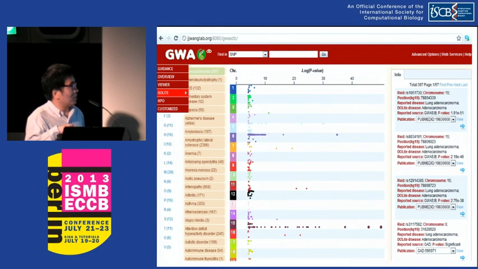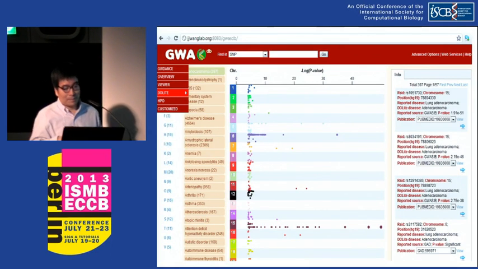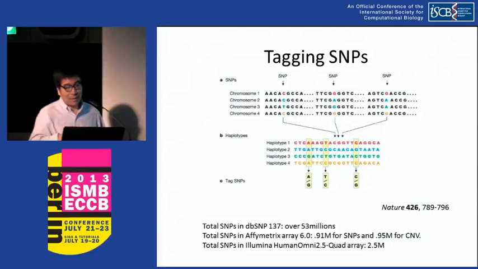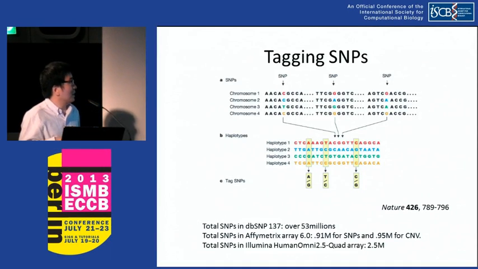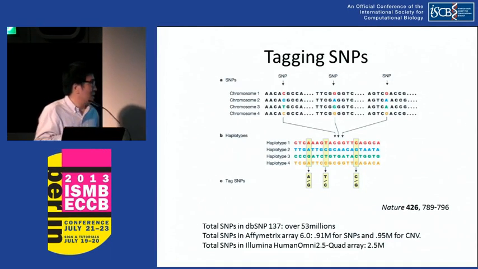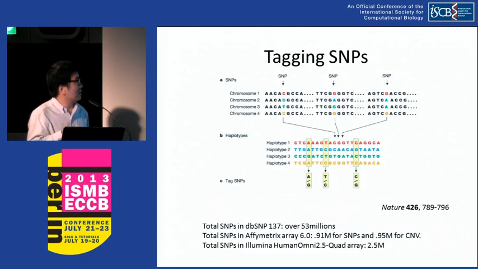Either you can go to the publication, the original publication, or go back to the GW browser, which I showed in the previous slide. So that's the database. And then we also did some prioritization on the SNPs.